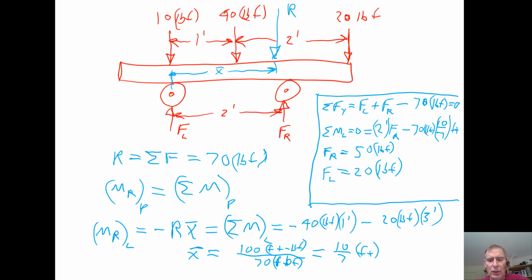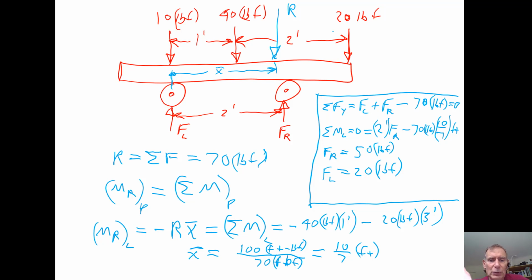Okay, so again, the principle was that we wanted to replace these 3 forces, the 10, the 40, and the 20. They're parallel forces. We can replace them with a single force, a resultant force, which is just going to be equal to the sum. But it has to be placed so that it creates the same moment about any point. We're free to pick any point we want. It doesn't even have to be on the object. But the R, the resultant force, has to create the same moment as the original 10, 40, and 20. Otherwise, it's not creating the same effect on the body.